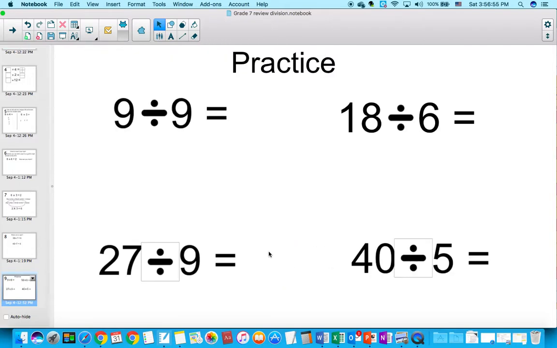So do these practice questions. They are relatively easy. Please try not to use a calculator. Just try and solve these ones on your own. They're just so that you can practice your basic division skills. So I'll give you a minute for that one, then we'll move on.